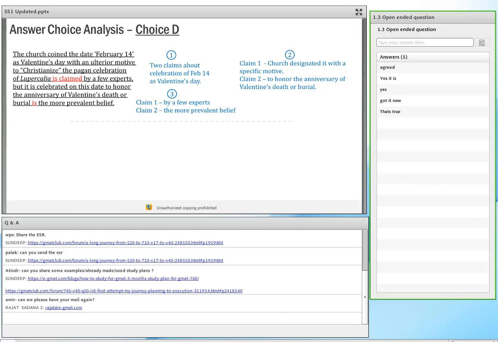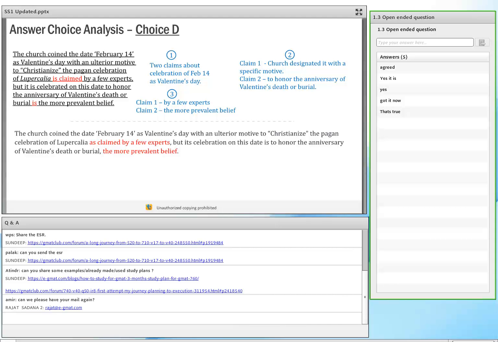Let's look at choice D now. The church coined the term February 14th as Valentine's Day with an ulterior motive to Christianize the pagan celebration of, as claimed by few experts. But its celebration on this date is to honor the Valentine's death or burial, the more prevalent belief. Grammatically, there is nothing wrong in this. What's the meaning error here?